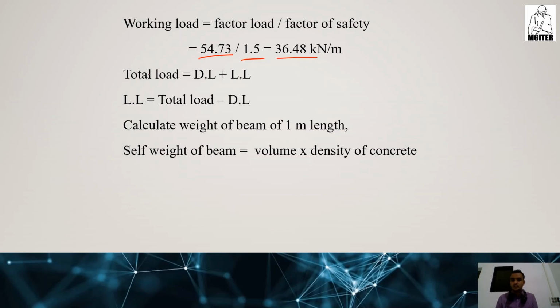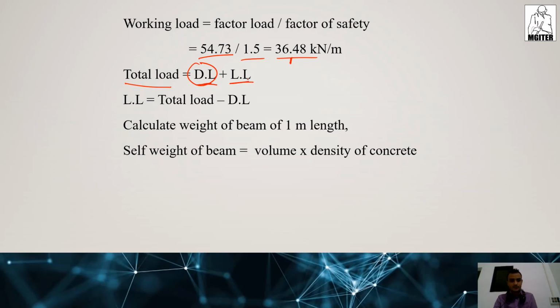36.48 kN per meter. Then the total load is dead load plus live load. Dead load means just the self weight of the beam. This is the total load, 36.48 kN per meter. But what happened? Total load is equal to dead load plus live load. So what is dead load? Dead load means self weight of the beam.